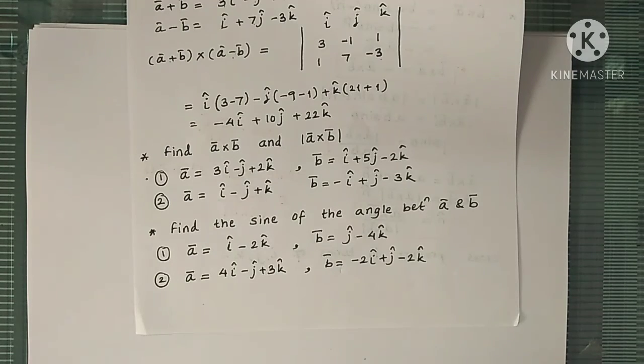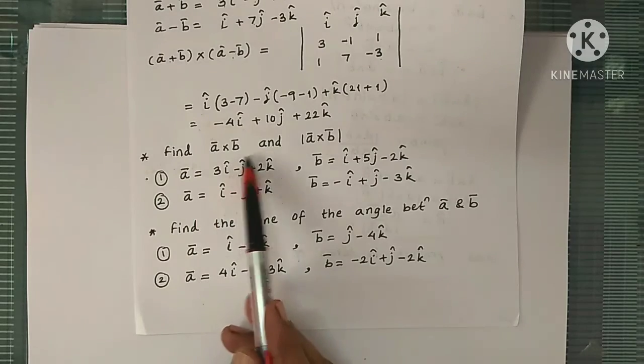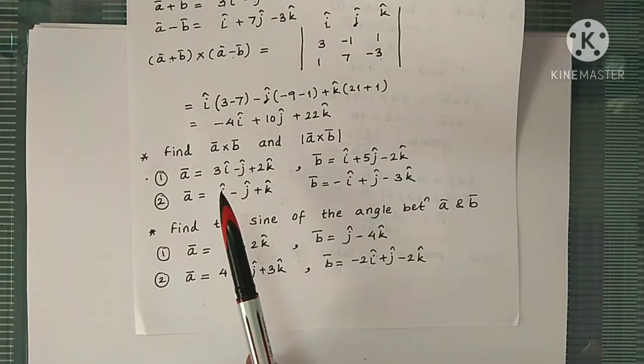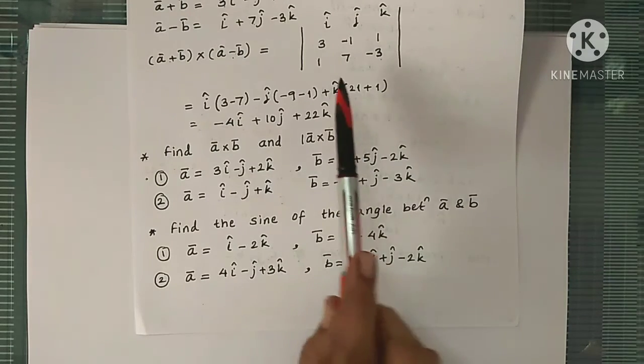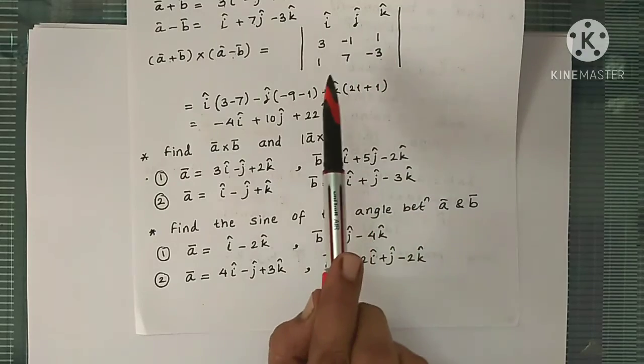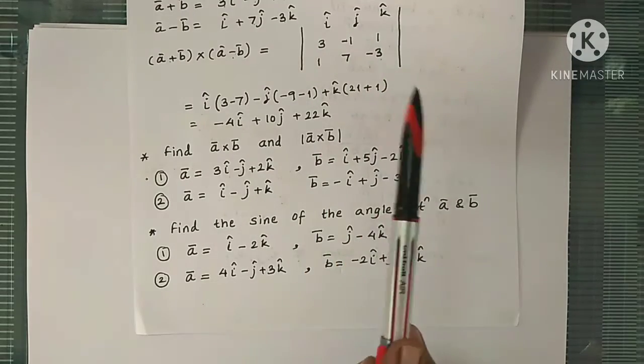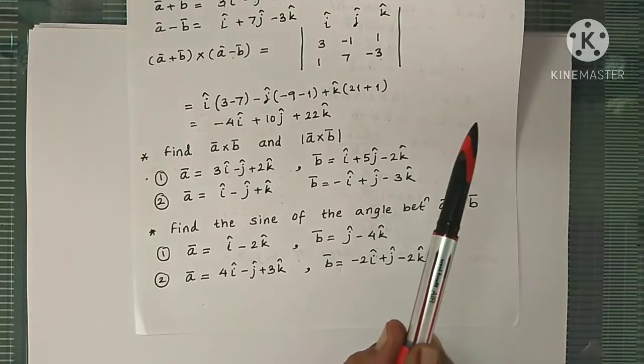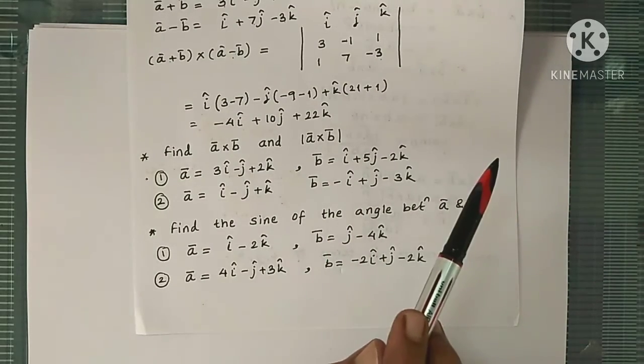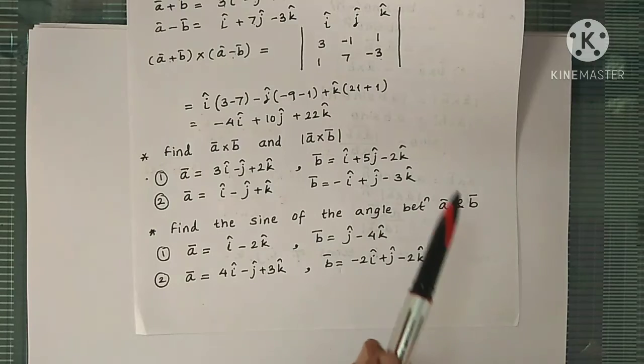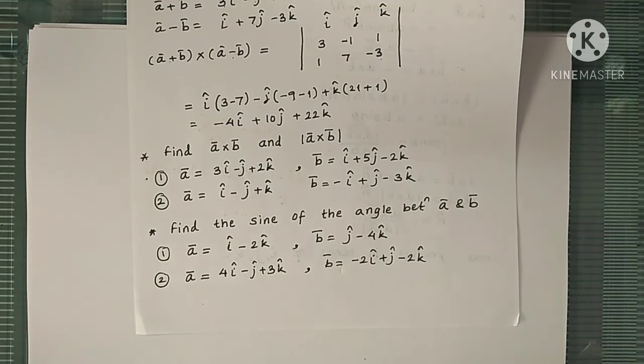So this is your assignment. Find a bar cross b bar and the modulus of a bar cross b bar. In both the questions a bar and b bar are given. How to find a bar cross b bar? Just write the determinant. First row is i, j, k, second row is the coefficients of i, j, k from a bar, and similarly the next row is the coefficients of i, j, k from b bar. To find the modulus, it is the square root of the coefficient of i squared plus the coefficient of j squared plus the coefficient of k squared.